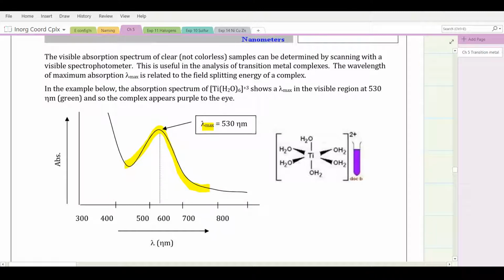So lambda is the Greek letter L, this is lowercase l, and we use it in chemistry to refer to wavelength. Lambda max is the wavelength of maximum absorption. Now a particular species can have multiple wavelengths at which it absorbs strongly. Lambda max is the strongest, and this is in the visible region, hence lambda max.